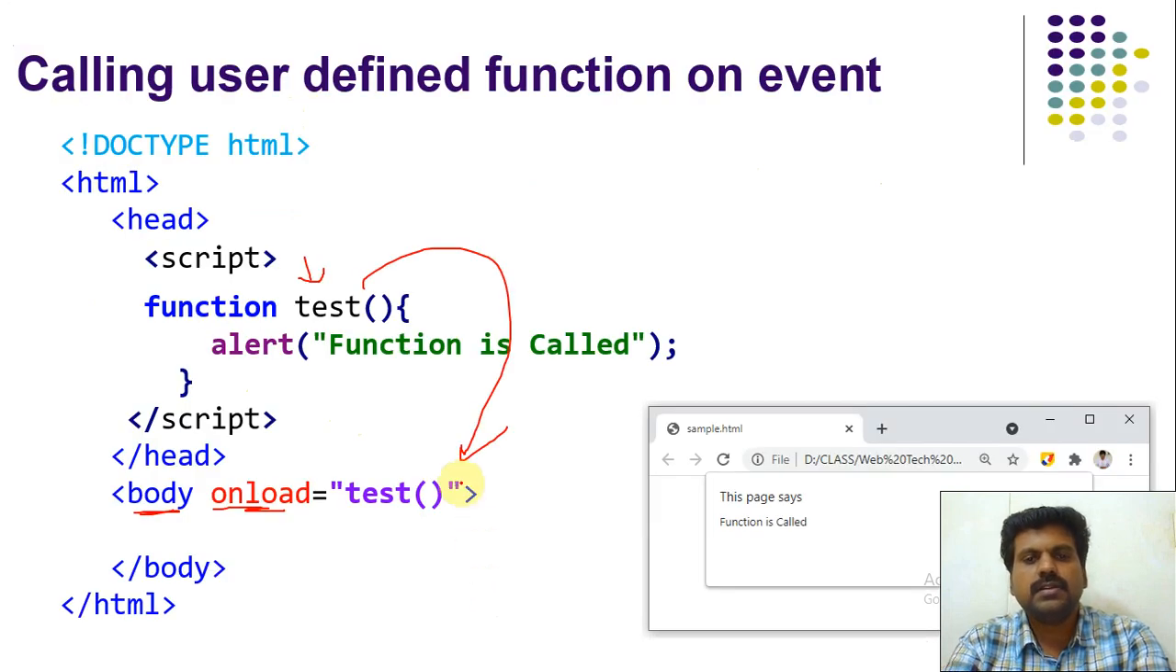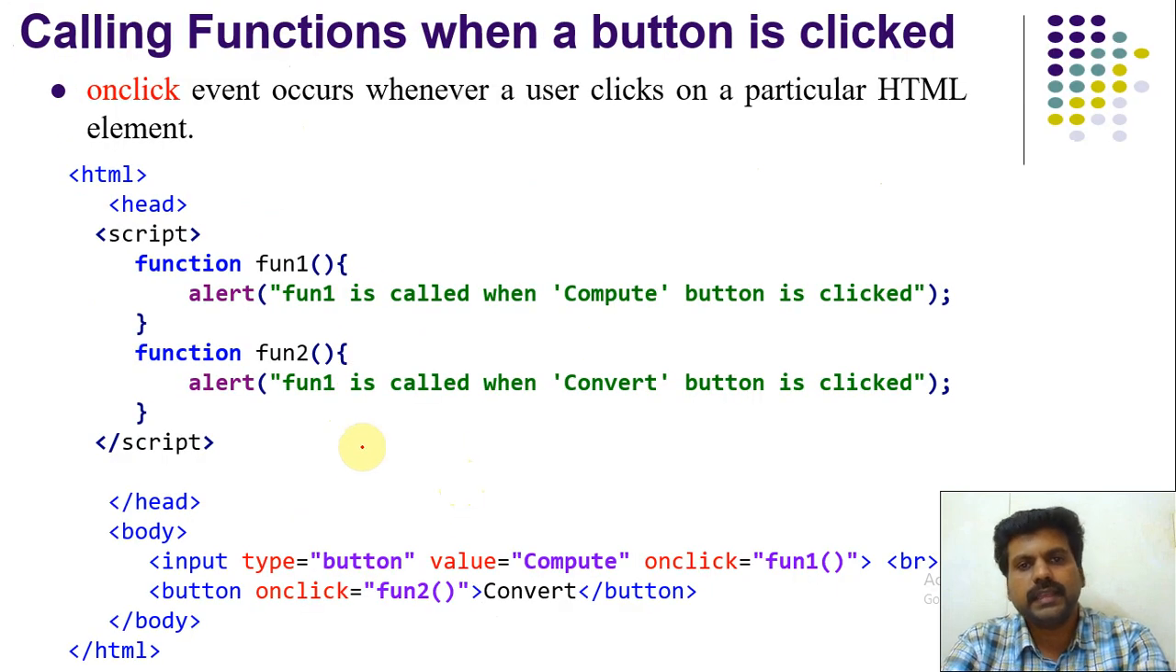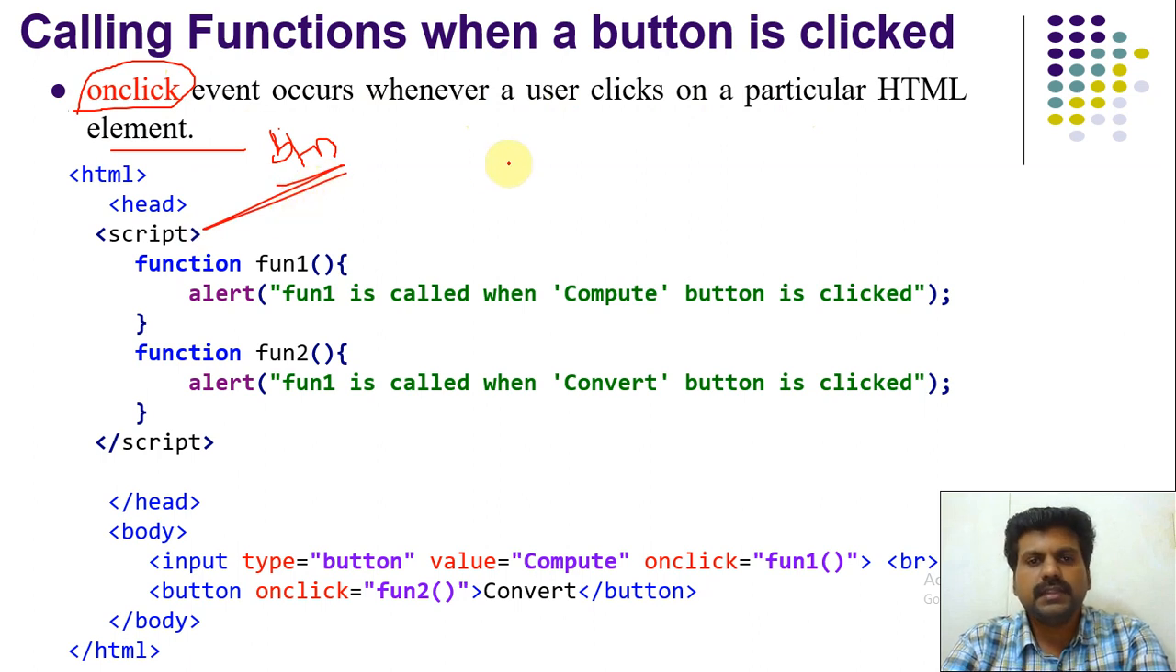Similarly, we can also work with on click. On click event occurs when user clicks on a particular HTML element. Basically it is used in button. We have a button element, right? We can use it with button. So when you click the button, if you want to call some function, you can use on click. Okay, so let us understand how to use on click event.